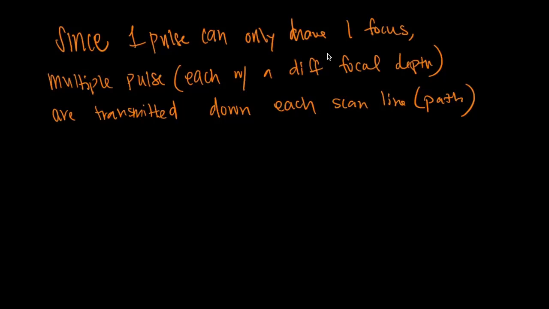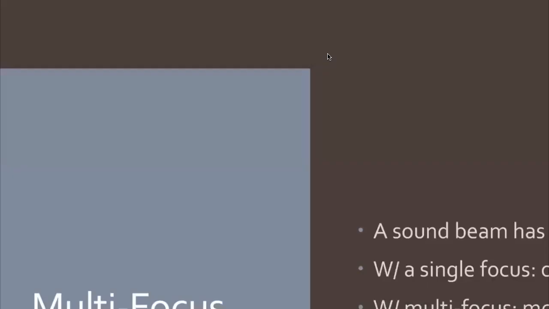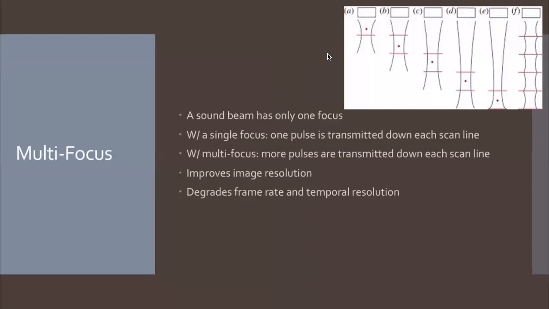Well, multiple pulses, each with a different depth of focus, are transmitted down each scan line. So that's what it's saying here. More pulses are transmitted down each scan line or path. We already know that focus has a really good effect on the image. It's going to improve detail, improve resolution. So multi-focus is a good thing. It has a really positive effect on the image.